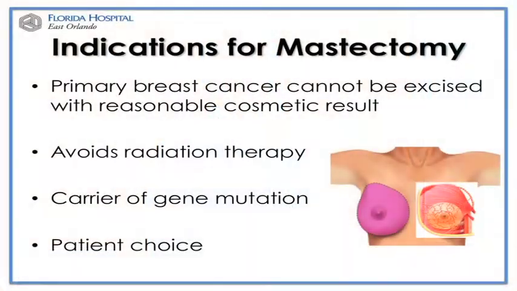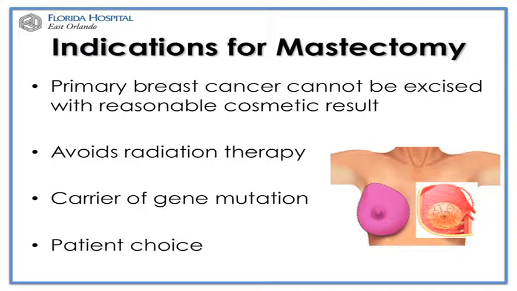The reasons why we would offer mastectomy as opposed to breast conservation surgery are if the primary breast cancer cannot be excised with a reasonable cosmetic result. If the breast cancer is very, very large compared to the volume of breast that the woman has, it doesn't make sense to remove just that portion and leave a little sliver of breast tissue, in which case we would recommend a total mastectomy.